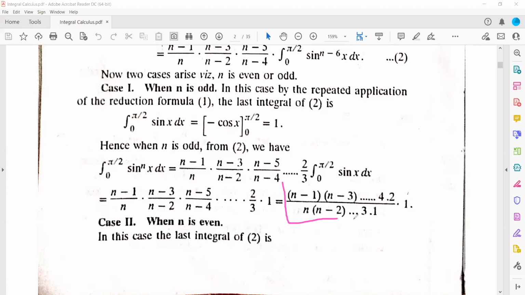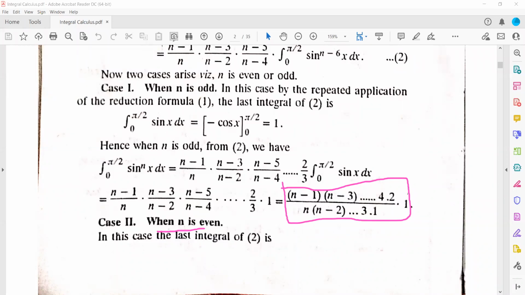So this is the formula if n is odd, and that is called the Wallis formula. This is one Wallis formula. The other one: if you take n as even, then what will you get? The process will be the same.